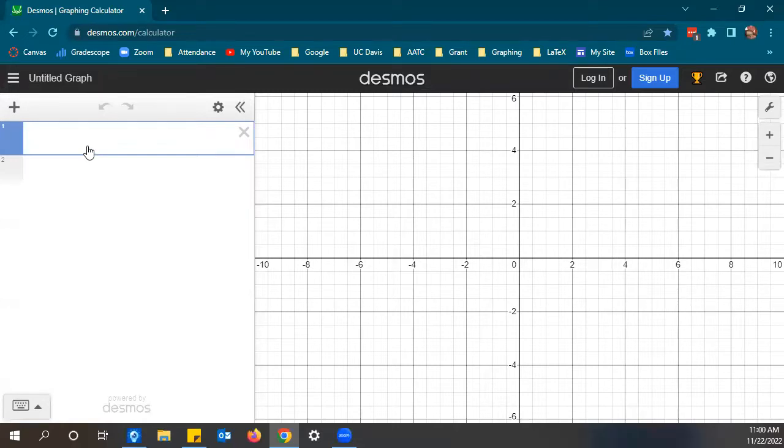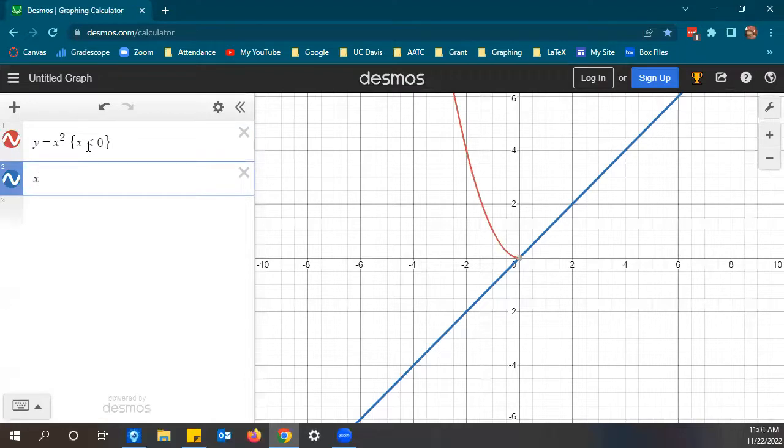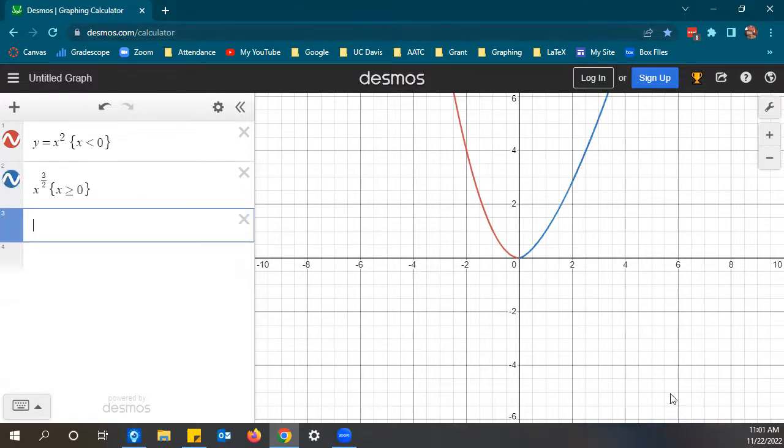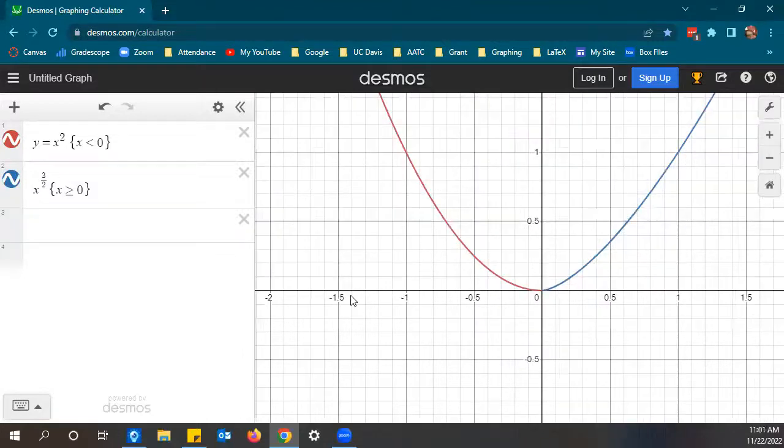So if we do y equals x squared when x is less than 0, and x to the 3/2. Yeah, I mean, so that's pretty plausible. Yeah, it looks to me certainly like that derivative would exist there.